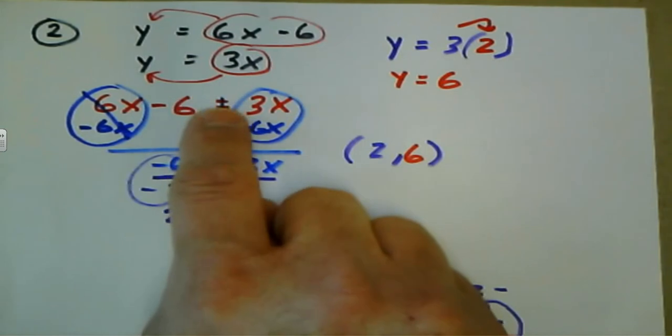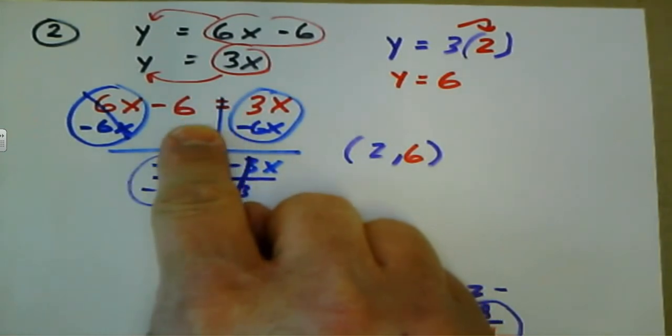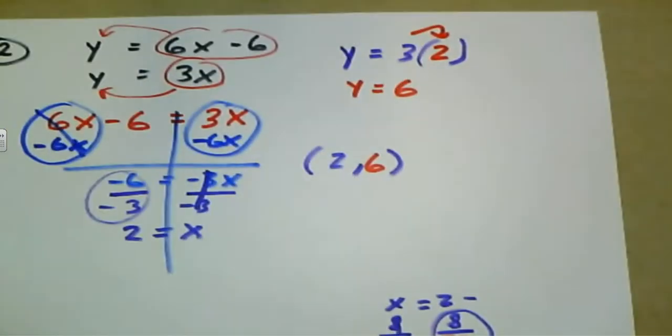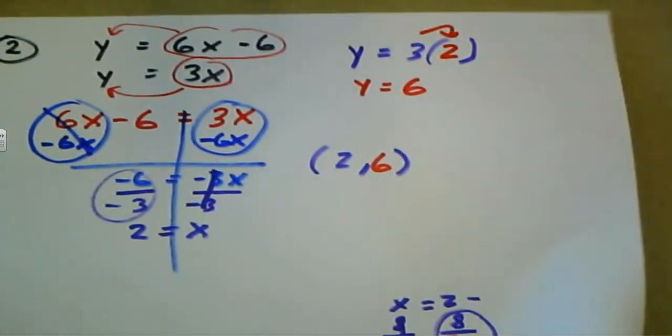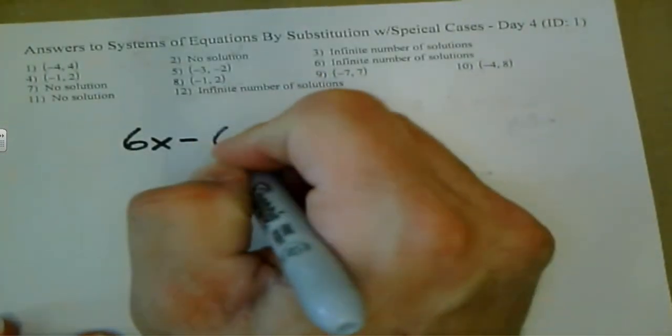Now, on this one right here, I want to show you this. I think I have room on the back. 6x minus, what was it, minus 6? Minus 6 equals 3x.